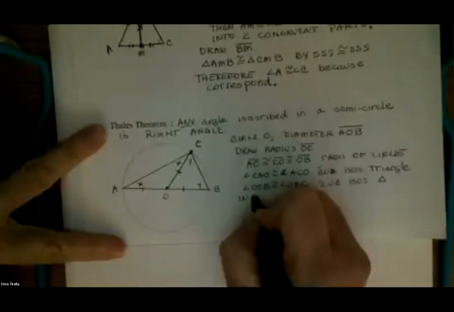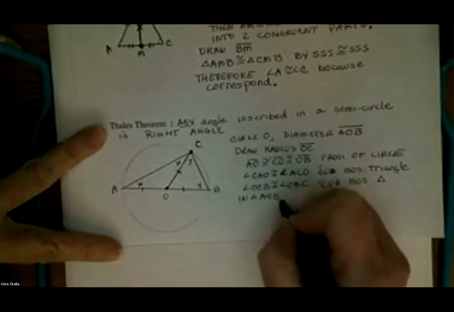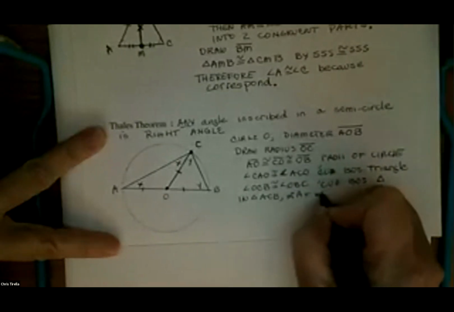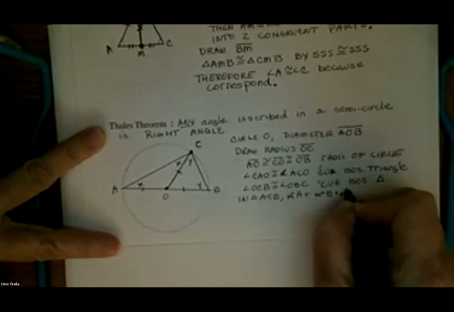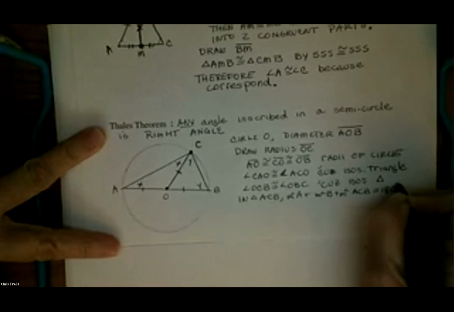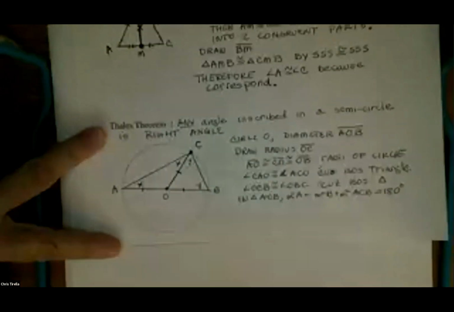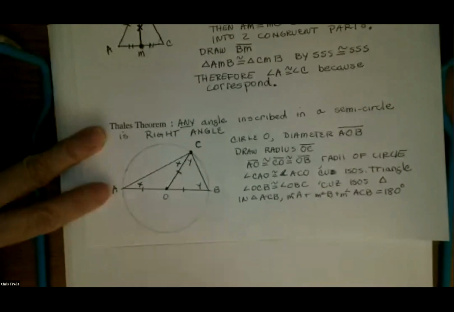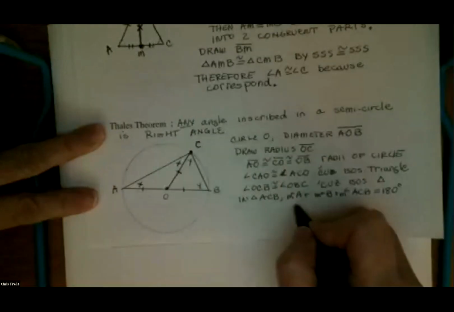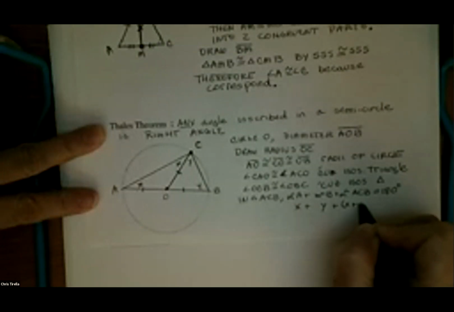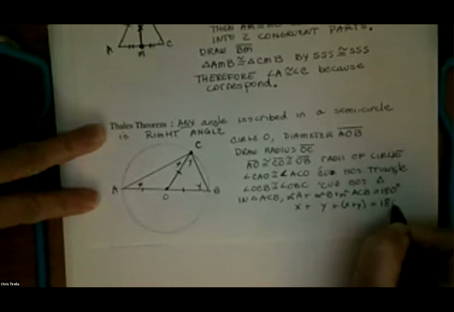Yes. Now, in the big triangle, triangle ACB, doesn't the measure of angle A plus the measure of angle B plus the measure of angle ACB have to equal 180? In the big triangle, doesn't the sum of the three angles have to be 180? Angle A is X, angle B is Y, angle C is that total X plus Y. That's 180.